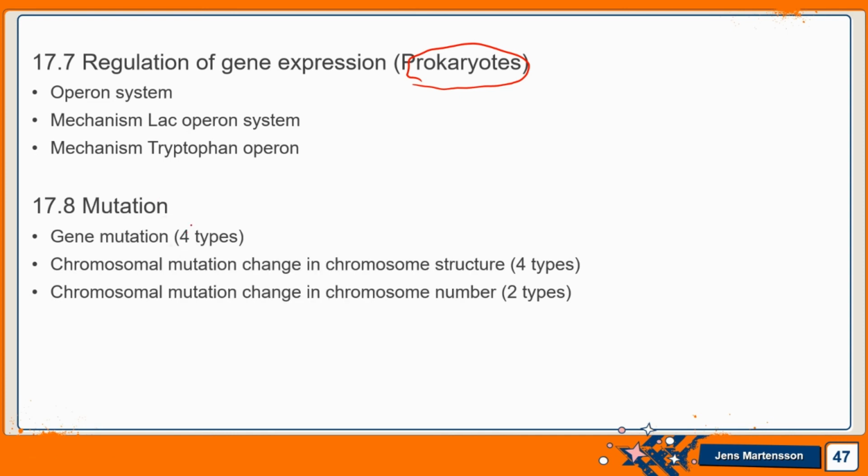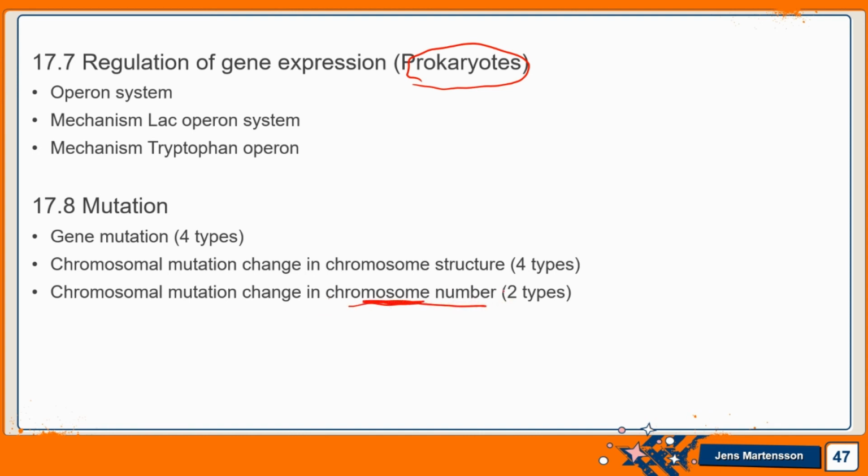And the last topic is mutation. This is an SPM topic you have learned already: gene mutation and chromosomal mutation, change in chromosomal structure and change in chromosomal number. There are four types and two types. You have already learned insertion, deletion, duplication, inversion, translocation, like this, in SPM. Just refresh. Not too hard, because it is just a refresh. Just the new things are for this topic.